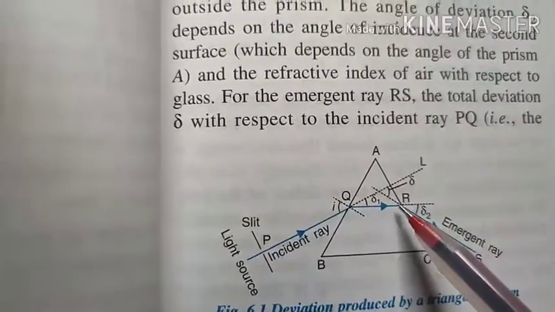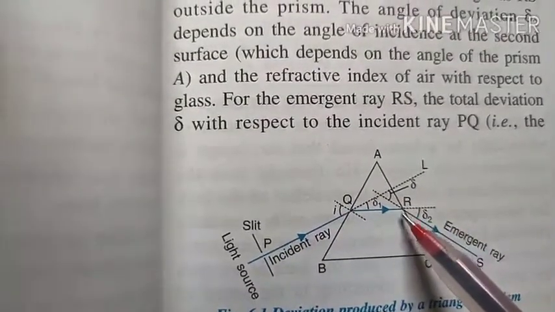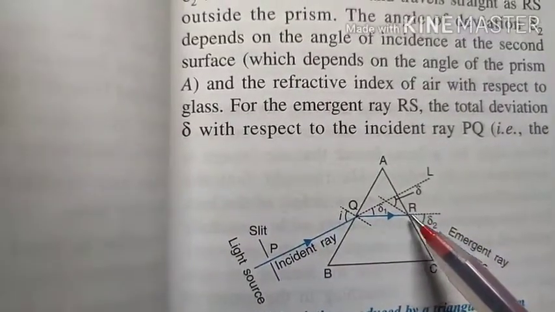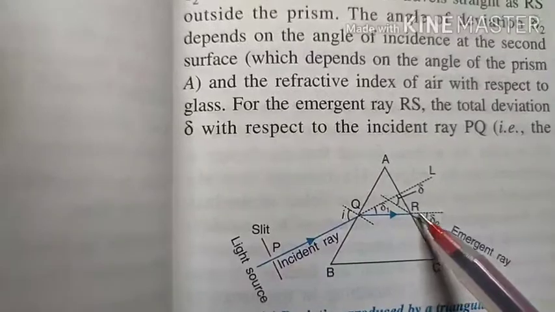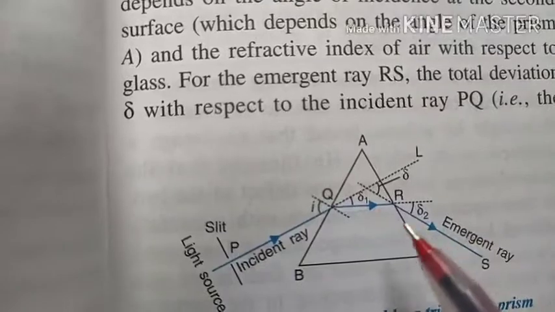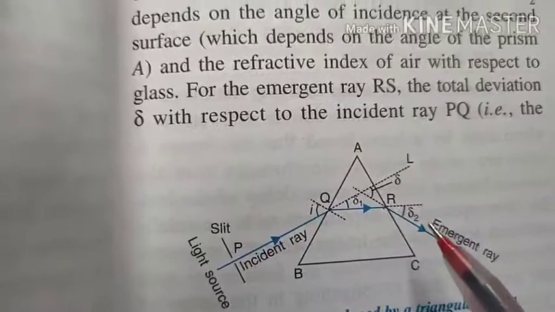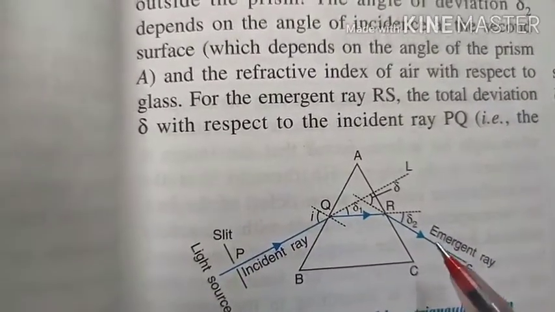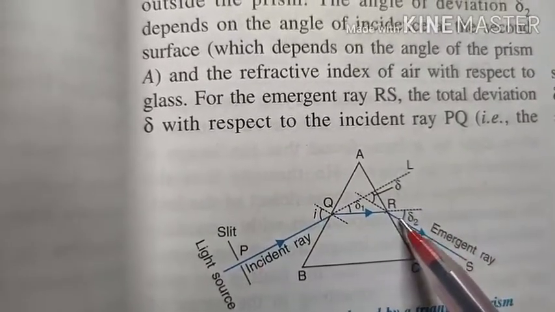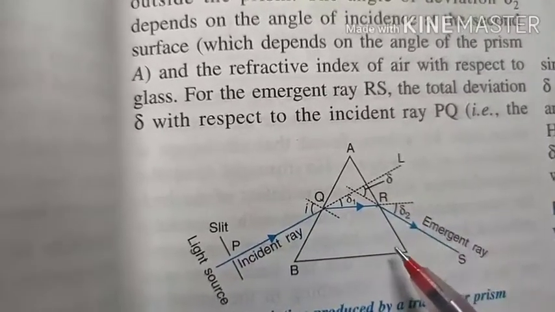This ray strikes the second surface AC at point R. Again at this point R, this dotted line is the normal, and this is the direction of the refracted ray. After refraction through point R, it bends further downward, and this is the emergent ray. The angle between the direction of the refracted ray and the emergent ray, we call the second angle of deviation.